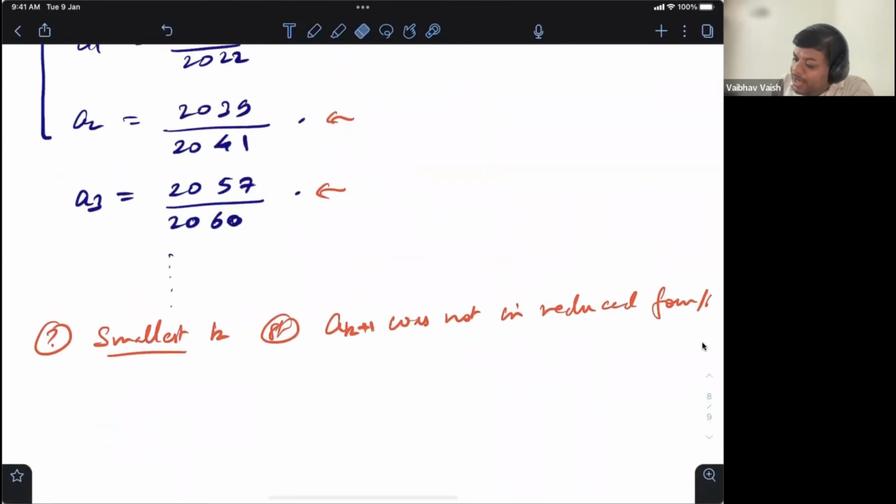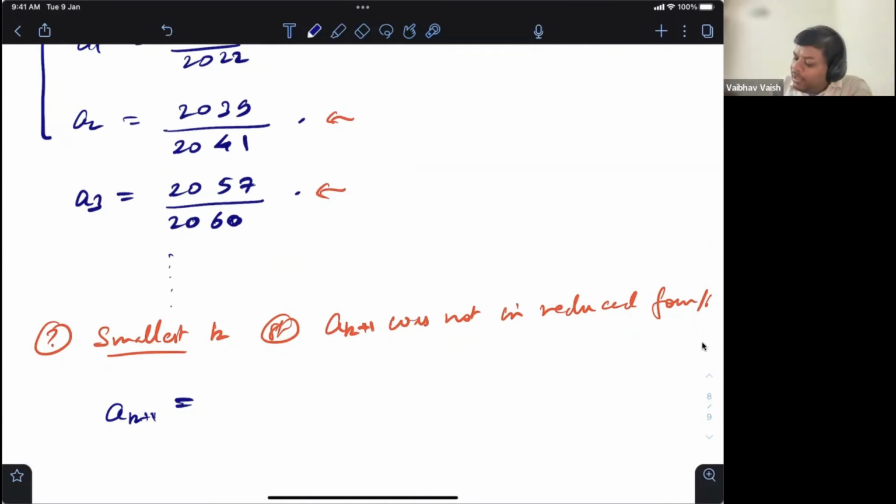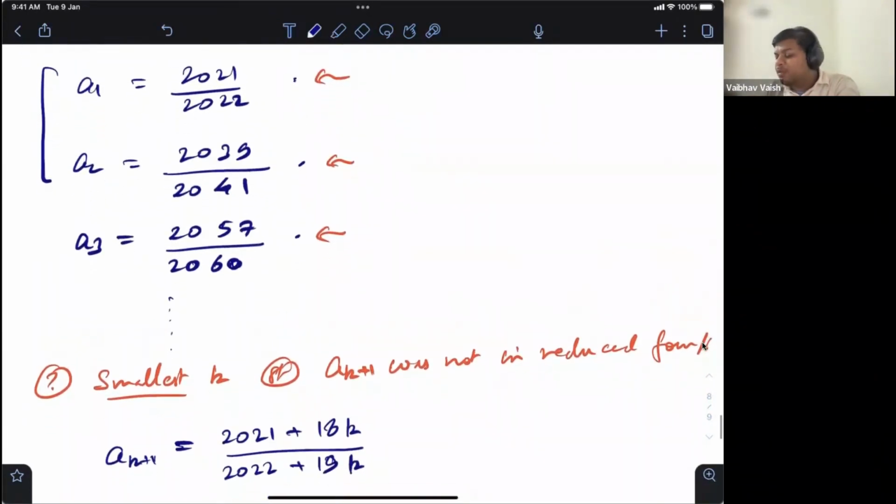A_{k+1} is not in reduced form, but before that everything was in reduced form. So you were just adding 18 to the numerator and 19 to the denominator. So this will be 2021 plus 18k and 2022 plus 19k. Okay, so this is what it will become, right? You have added 18, k many times. So when you go from A1 to A_{k+1}, you have added 18 k times to the numerator and 19 k times to the denominator.